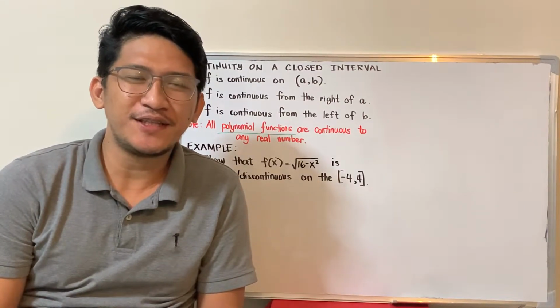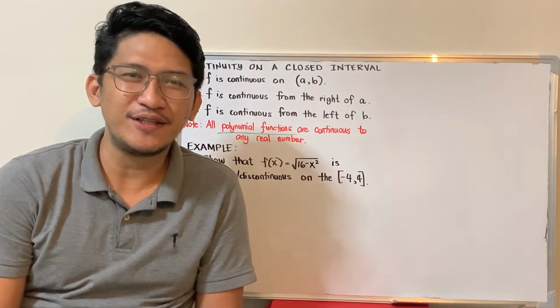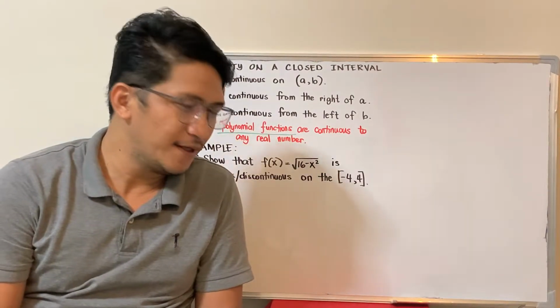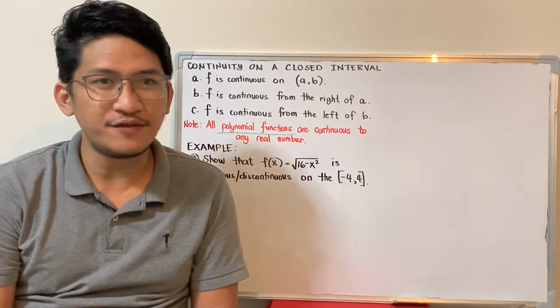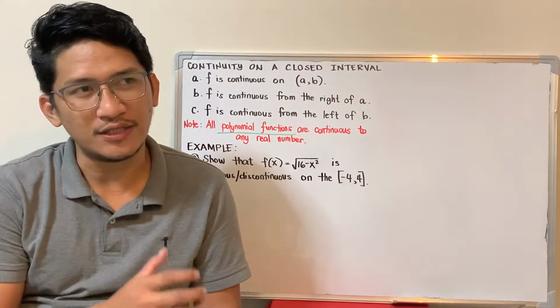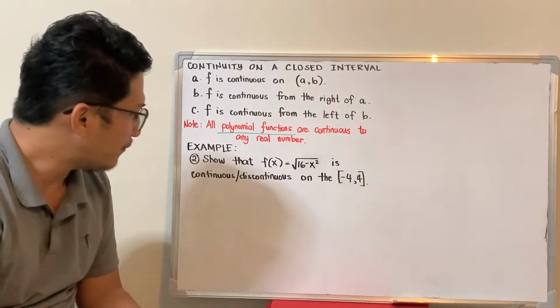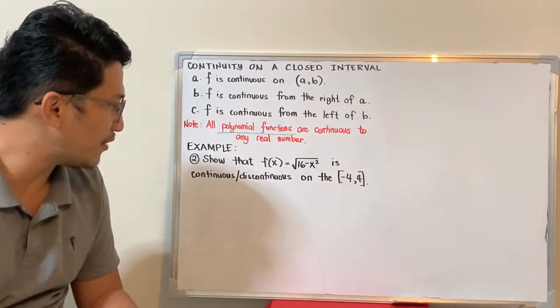This is Sir Gabs. In this video, we will be talking about continuity on a closed interval. So actually, ikaduha na nato nga video. In the first video, atong example dito was a rational function. This time, we have a square root function. F of x equals the square root of 16 minus x squared.